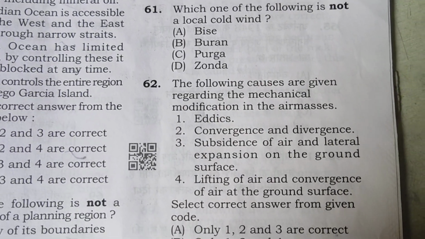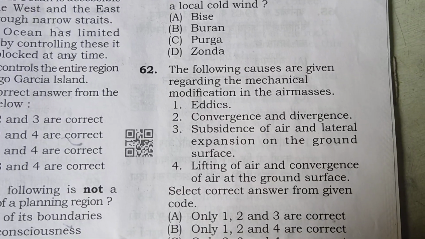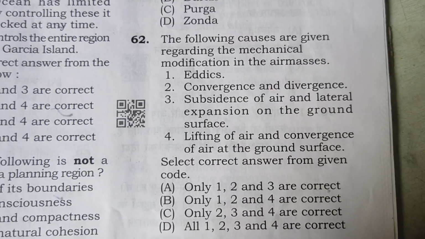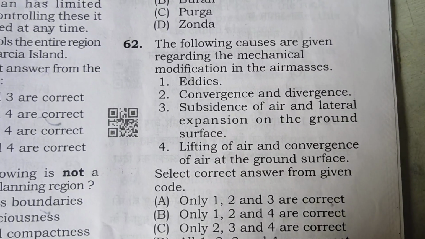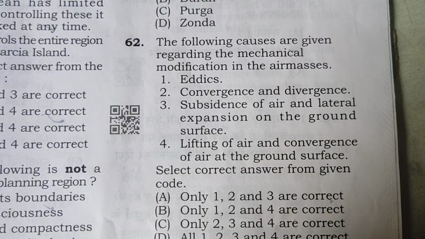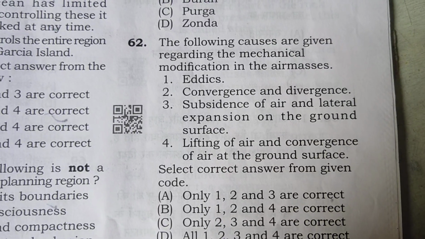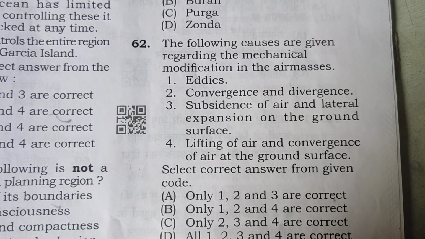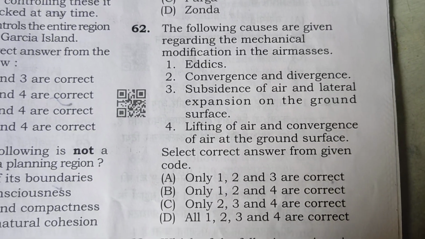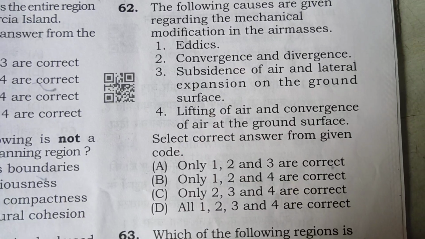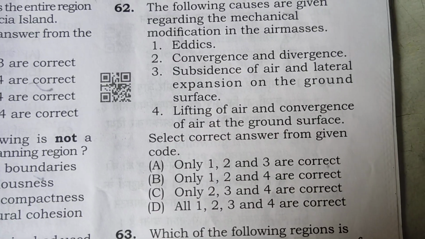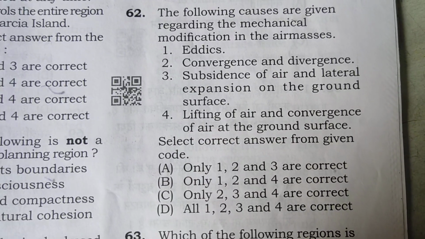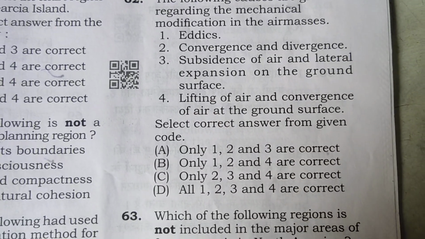The following causes are given regarding the mechanical modification in the air masses: divergence and convergence, subsidence of air and lateral expansion on the ground surface, lifting of air and convergence of air at the ground surface. All the statements are correct.